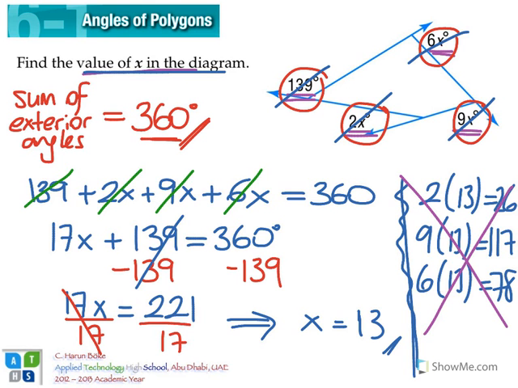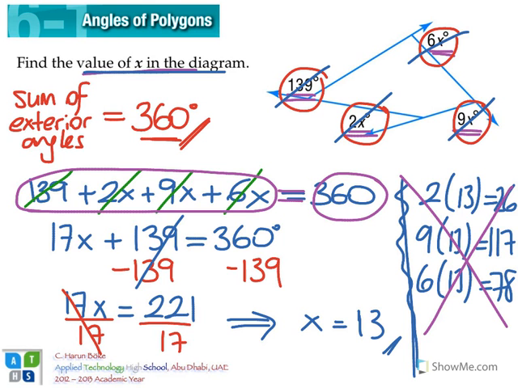So what I did to solve this problem was to add the given expressions for exterior angles and equate to the sum of exterior angles, which is 360 always, and then simplify and solve the equation for x to find the value of x.